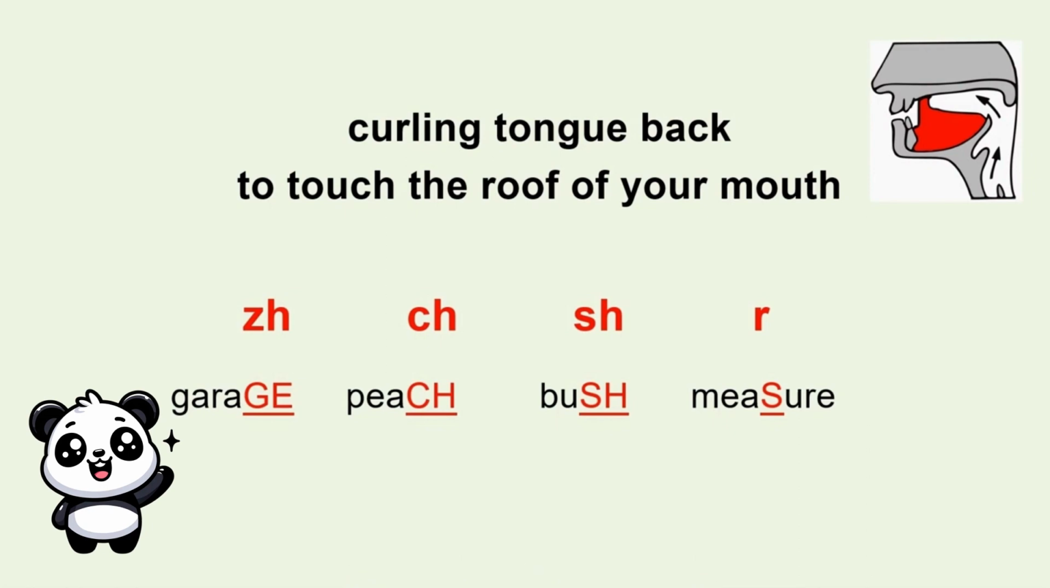The letter CH is pronounced as ch. It's similar to the sound of CH in the English word peach. Ch, ch. Again, the difference is that you need to curl your tongue back to touch the roof of your mouth. Ch, ch.